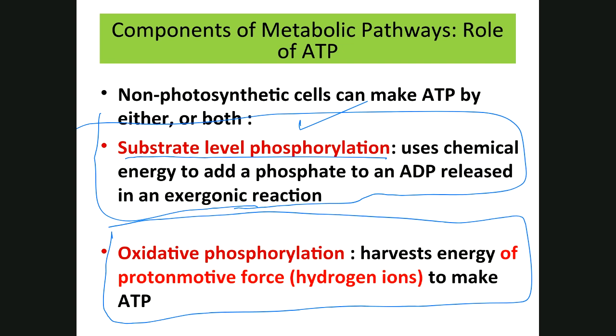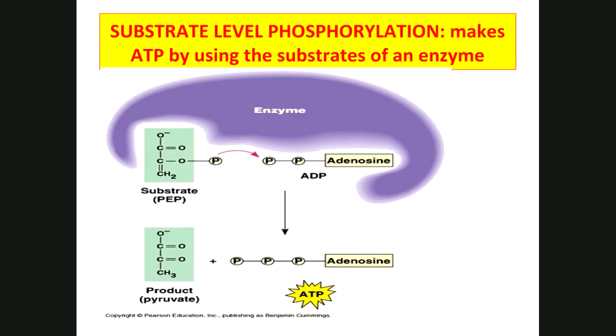Oxidative phosphorylation, on the other hand, is a much more specific event in that there is an enzyme whose sole job is to make ATP. Okay, so let me give you a little bit more of an explanation on both. This is an example of substrate level phosphorylation, making ATP by using the substrates of an enzyme.